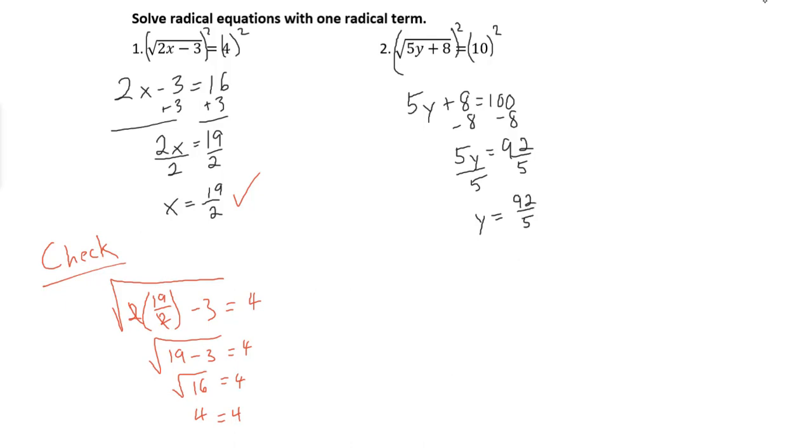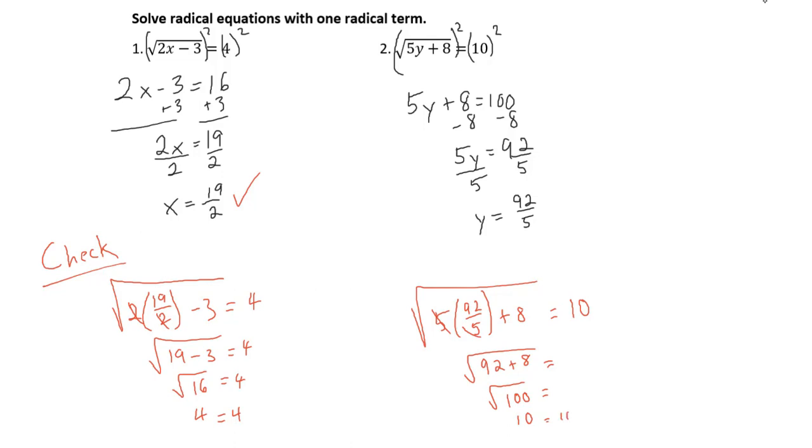And then we go and check that. Plug that in. 5 times 92 over 5 plus 8 needs to equal 10. The 5's cancel. 92 plus 8 is 100, which gives us 10. So you can see the left side equals the right side. So this is our solution.